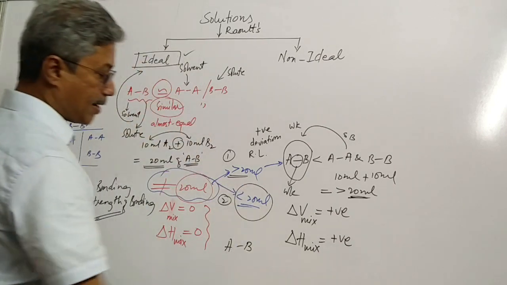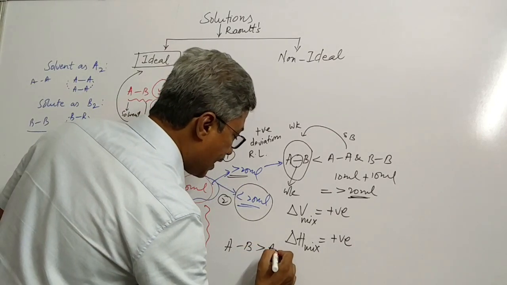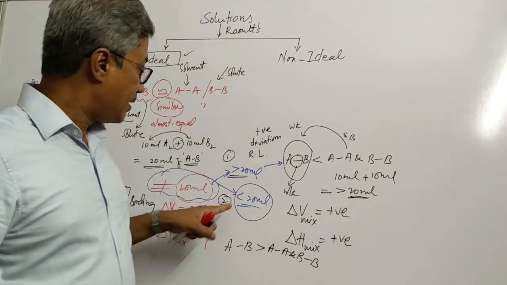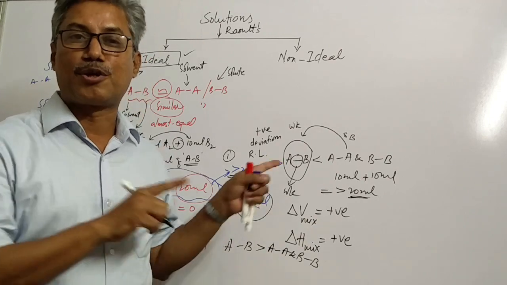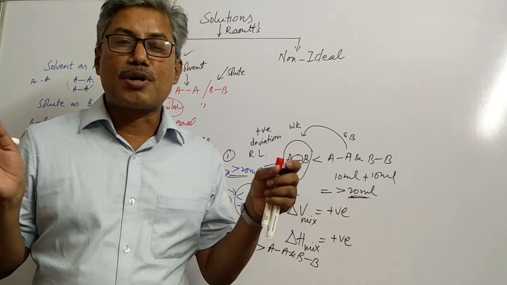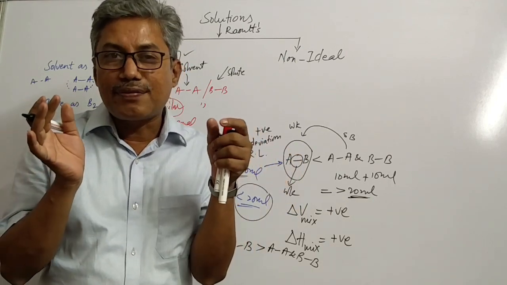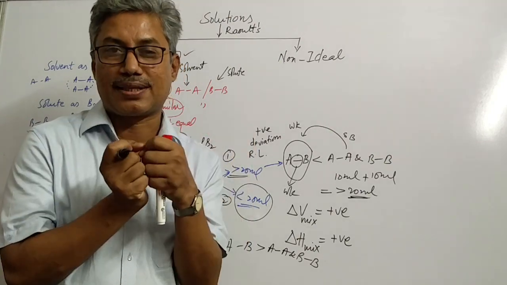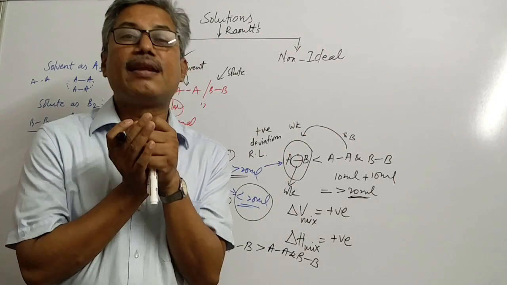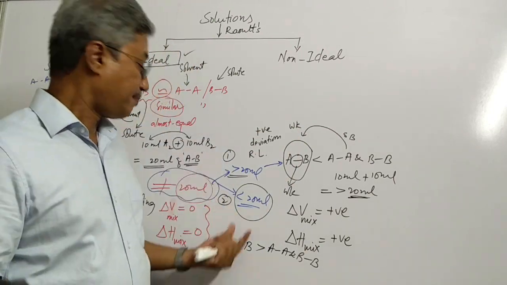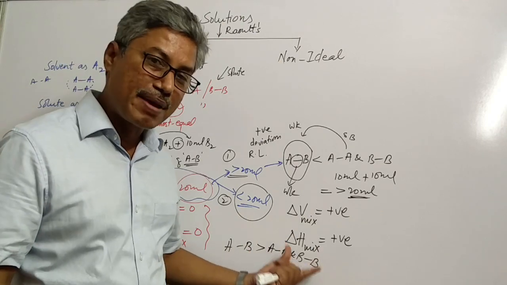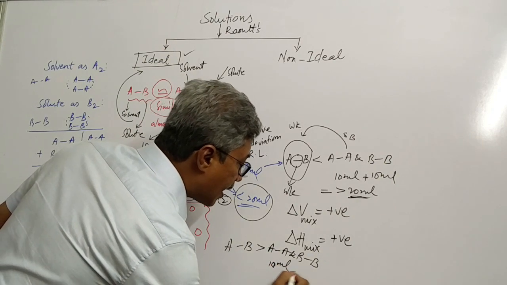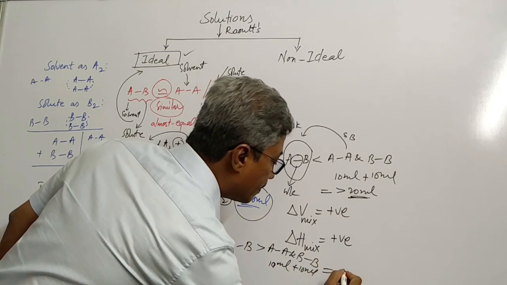If it is less than 20 ml, then what does this imply? AB, that is solute-solvent interaction, is stronger than A and B interactions. Is it clear, students? If the total volume is less than the sum of the volumes, it means that solute-solvent interaction is so strong that they occupy less volume due to strong bonding. Strong bonding means coming close together. When the molecules come close together, they will occupy less volume. That means AB interaction is stronger than AA and BB interaction. If you mix 10 ml of this and 10 ml of this, the total volume will be less than 20 ml.